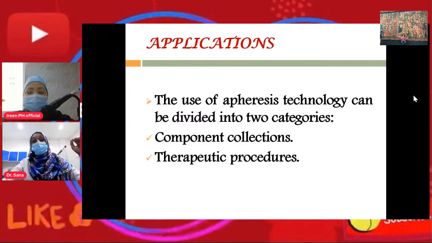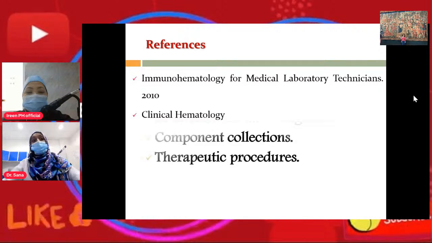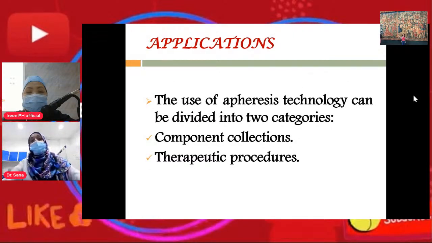As mentioned from the beginning of the lecture, each part or component of the whole blood needs a specific temperature for storage. The other application is therapeutic procedures. If the patient needs a blood platelet, we take just the platelet. This is the other application.